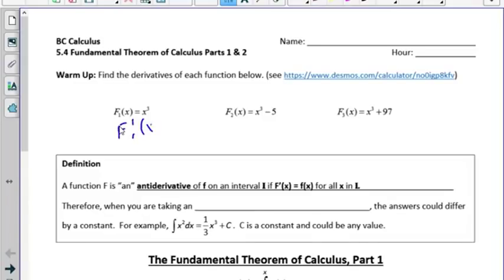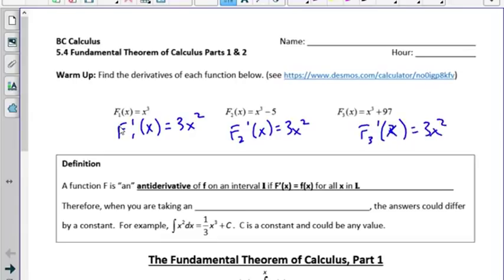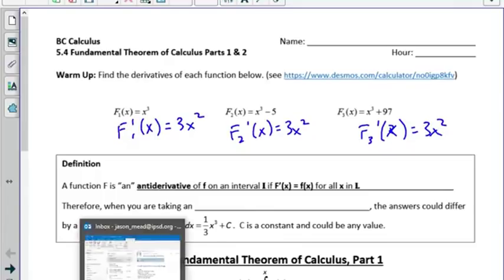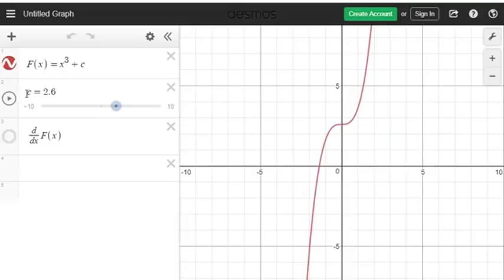F1 prime is 3x squared. F2 prime is 3x squared. And F3 prime is 3x squared. So what you notice is that all three of these functions had the exact same derivative, even though they're different functions. And we can show that is true using everybody's favorite thing, which is Desmos.